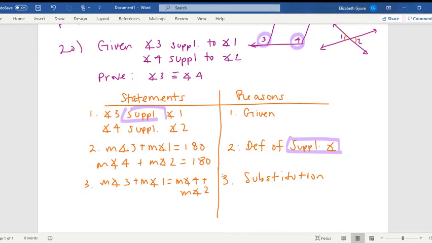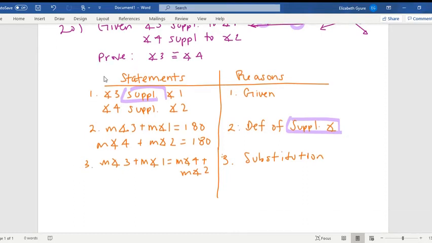Okay. I'm not legible. I promise I have neat handwriting in real life, not on my tablet.